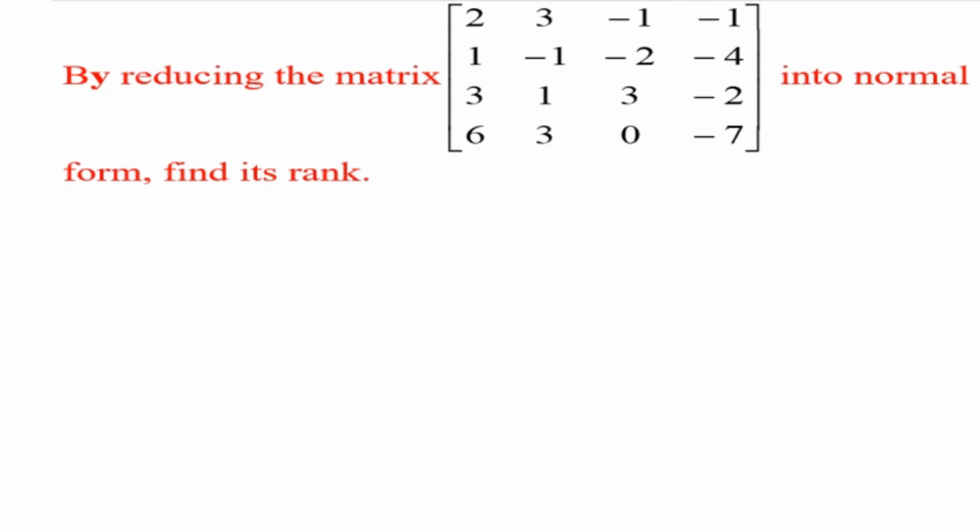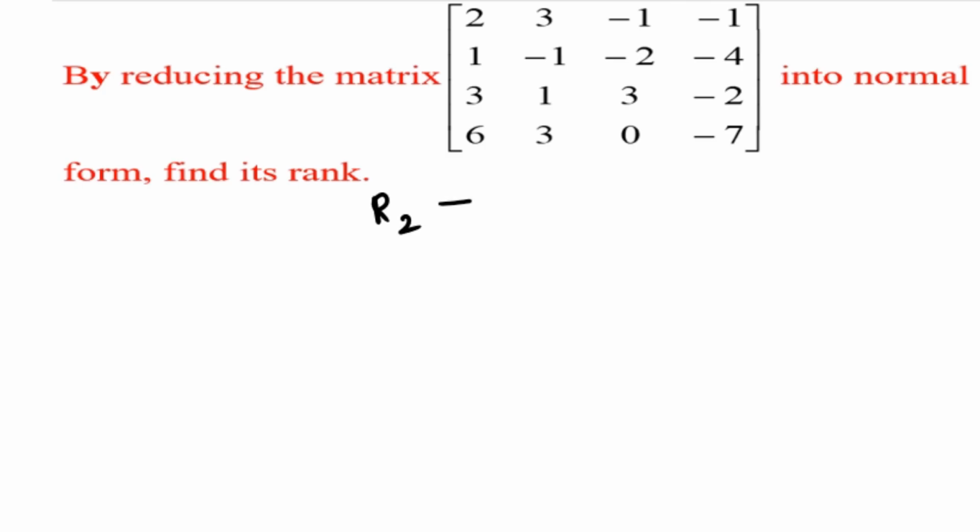In normal form, we can reduce the 4 by 4 matrix into a finite number of elementary row and column transformations with an identity matrix and 0, 0, 0, 0, 0. This is called normal form. This is also called canonical form.